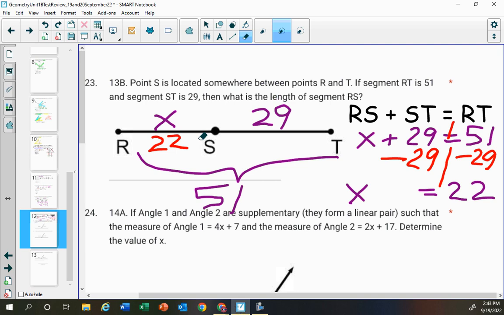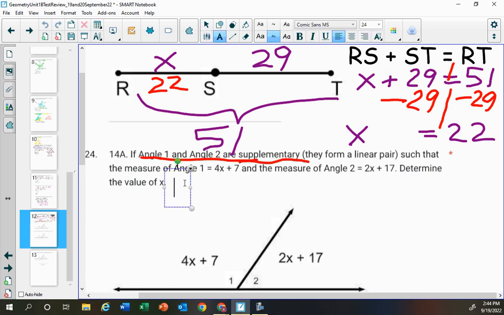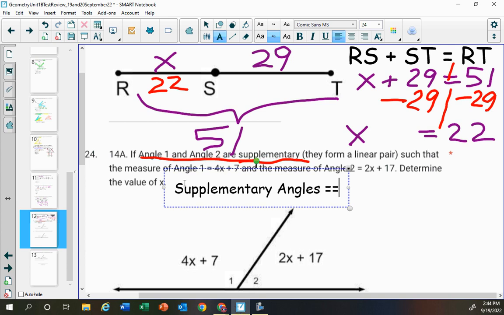All right, we're almost there. Last one. So the last thing we have not yet talked about: supplementary angles. So it adds up to 180. Yes. Supplementary means they add up to 180. Supplementary angles add up to 180.